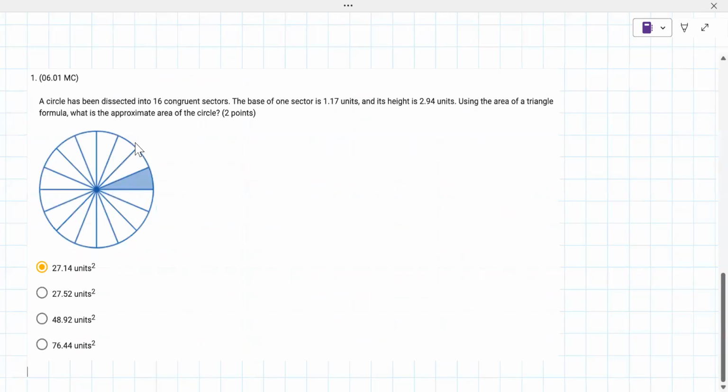All right, let's take a look here. A circle has been dissected into 16 congruent sectors. The base of one sector is 1.17 units and its height is 2.94 units. Using the area of a triangle formula, what is the approximate area of the circle? So here's what they're saying. The base of the sector is... what are they saying here?